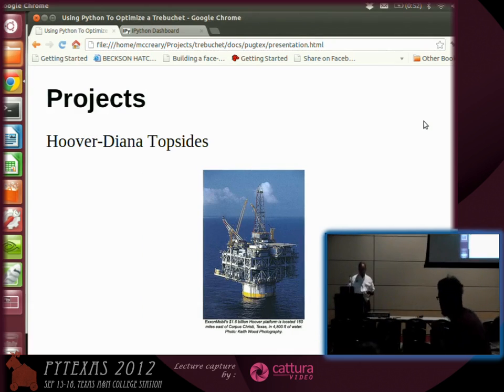Hoover Diana, top side. Here's a photograph. Every one of those joints we analyzed to determine what the fatigue life of that would be. This is offshore from Corpus Christi. I believe at the time, this is about 10 years ago, they spent about $1.6 billion on that platform. We do a lot of offshore structures work, both wind generator and oil and gas.